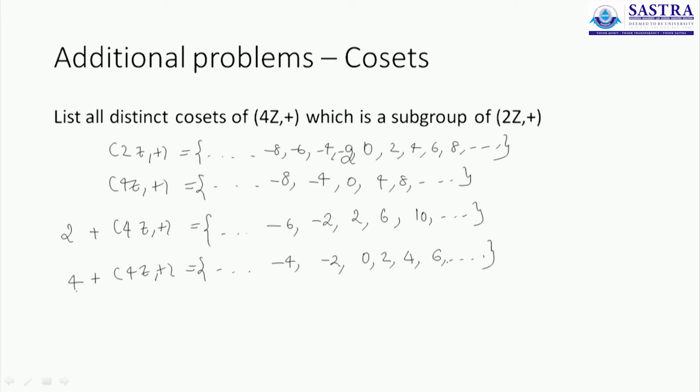Can you discuss any other coset here? What if I pick 4? 4 is already picked. What if I pick 8? This will be same as 8 + 4Z. What if I pick 2? It will be same as 2 + 4Z. So there are only 2 distinct cosets of the subgroup 4Z+.